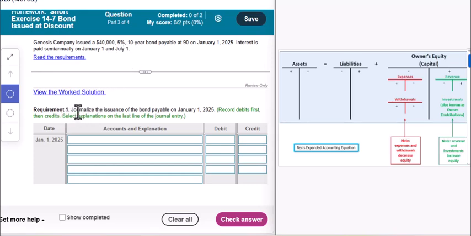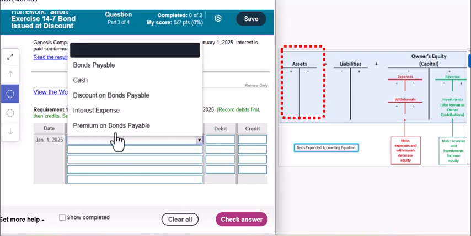So, requirement number 1, journalize the issuance of the bond payable on January 1st, 2025. Record debits first, then credits, select explanations on the last line of the journal entry. So we know we're getting cash. That's why we issue bonds. So when cash is going up, it's going to be debited. So we have to calculate what that 90% of 40,000 is going to be.